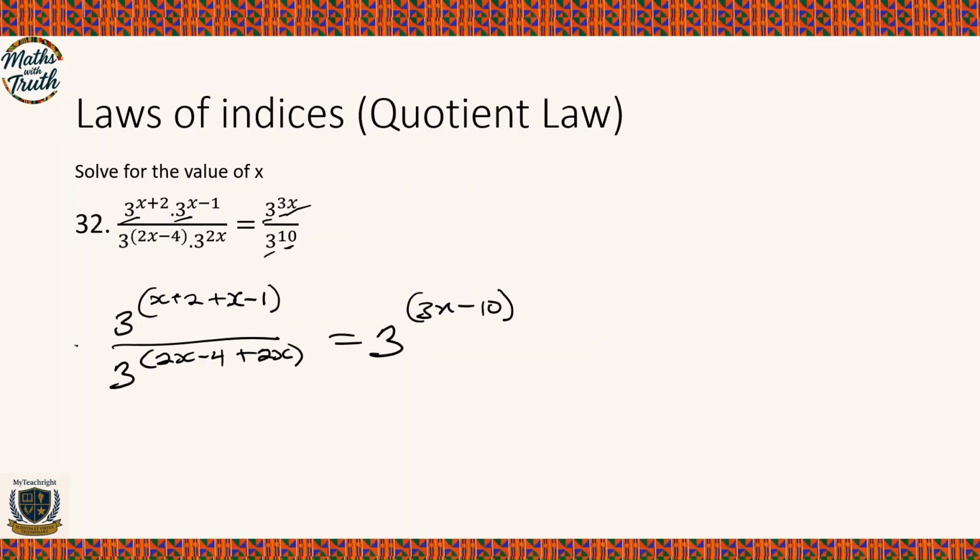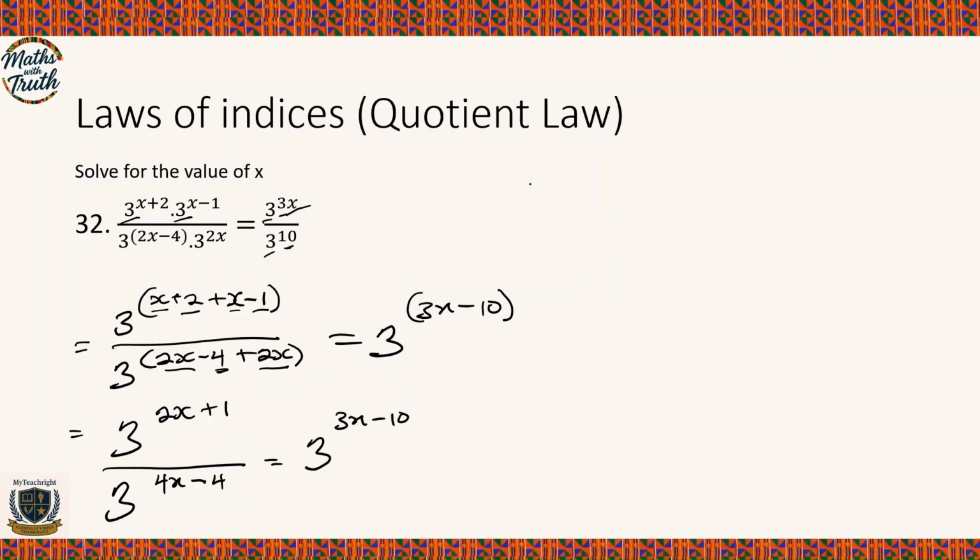Okay, let's simplify this one. We have 3 exponent x plus x, that is 2x, 2 minus 1, that is plus 1, divided by 3 exponent 2x plus 2x, that is 4x, minus 4 is equal to 3 exponent 3x minus 10.